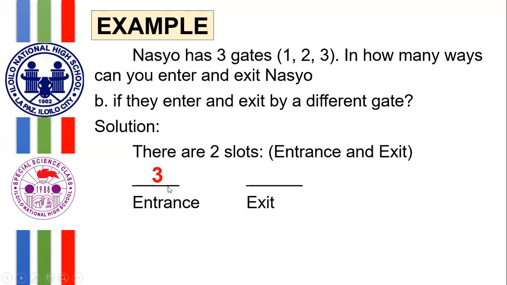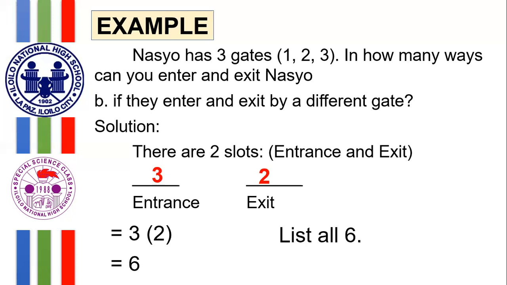However, for exit, is it still 3 or not? And the answer is not. It's no longer 3 for the exit. Why? Supposing you entered at gate number 1, then by this problem, you could no longer exit by gate 1. Hence, you could either exit at gate number 2 or gate number 3. So that's 2 possibilities for exit. And by the fundamental counting principle, that's 3 times 2 or 6. 6 ways to enter and exit by a different gate.